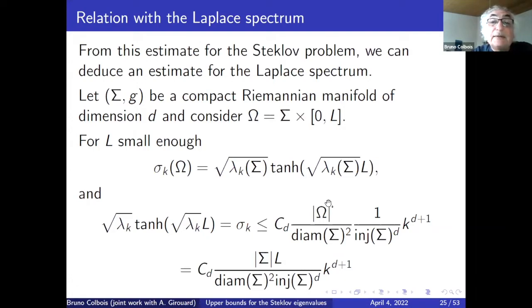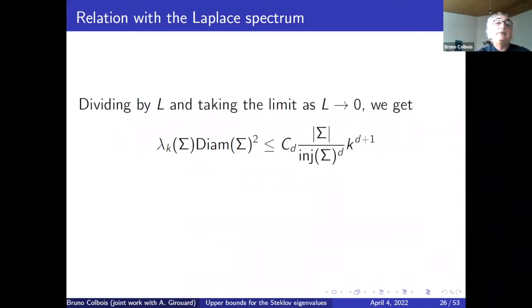And the volume of omega for a product, it's easy to see that it is the volume of sigma times the length. So you have L on both sides, you can divide by L and take the limit as L goes to 0. You see that tanh of square root lambda K L divided by L goes to square root of lambda K. And at the end of the story, you get this inequality, so that L disappears from the game and you have an estimate for the Laplacian coming from the estimate on the Steklov problem.